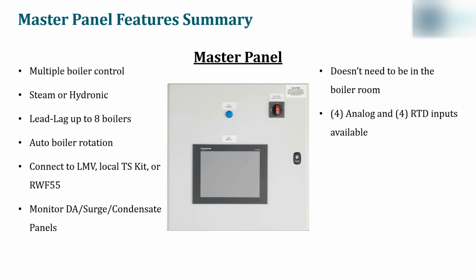The master panel comes with 4 analog and/or 4 RTD inputs. So in a steam system, the master panel automatically has 4 analog inputs. And in a hydronic master panel, you automatically have 4 RTD inputs, but the other card can be optioned in. The master panel can have BMS communication protocols in there, so you can communicate via BACnet or Profinet or LonWorks or any of the various BMS protocols that are out there in the boiler industry.